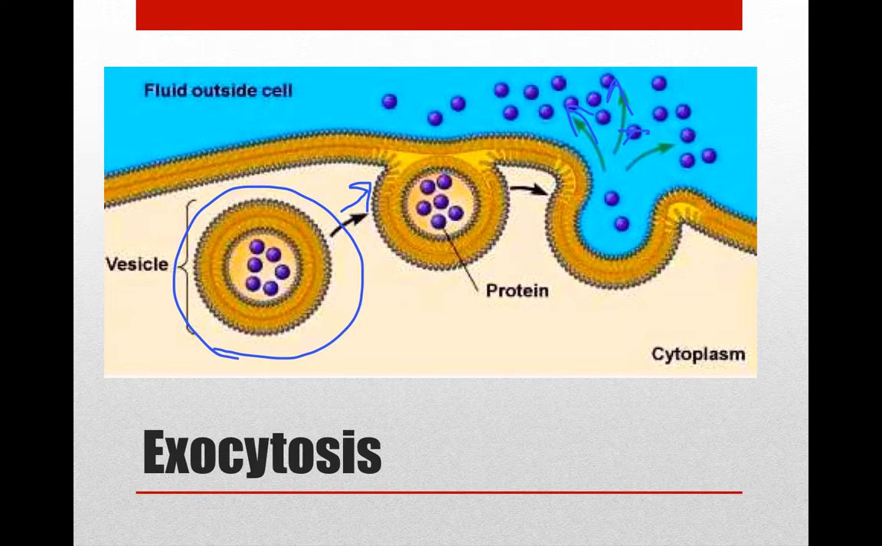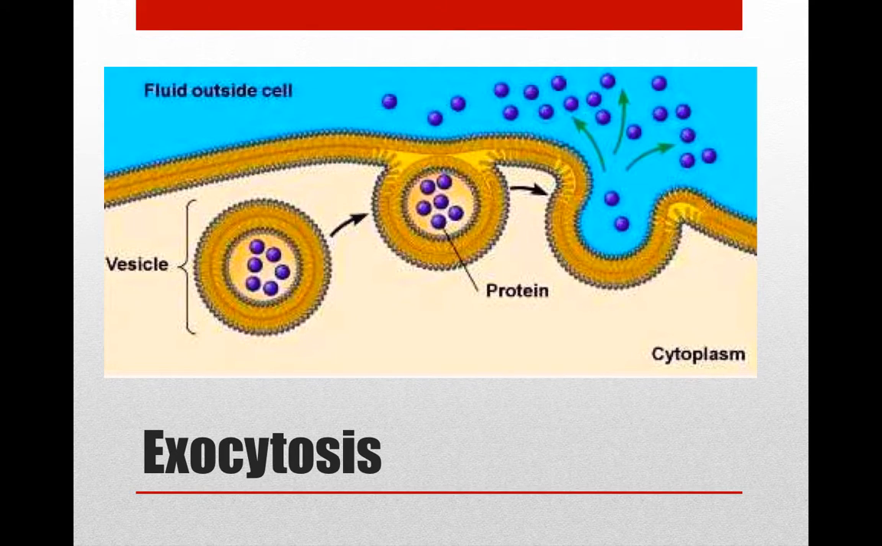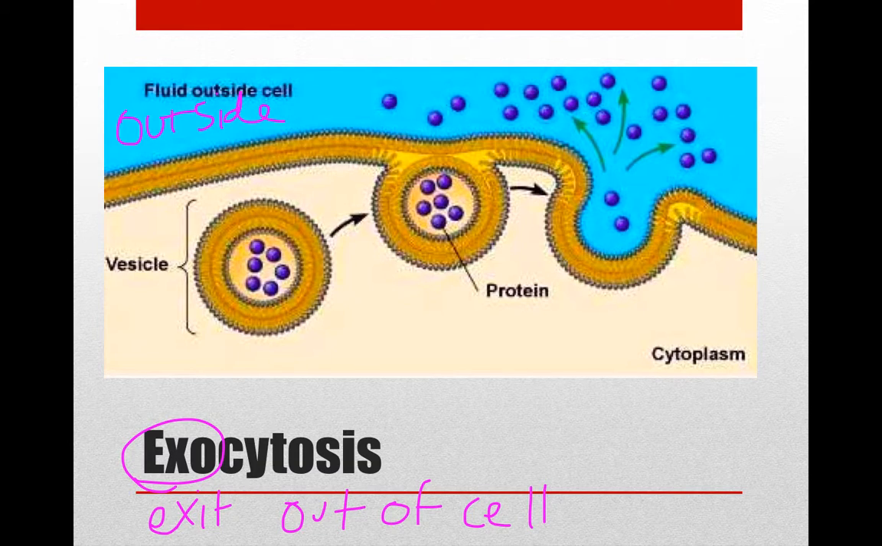So again, a way to remember this is exo. Think of that like exit. And so these are exiting out of the cell. Sorry, exo, exit, out of cell. And then this is the outside of the cell. And again, this is a cytoplasm or inside the cell.